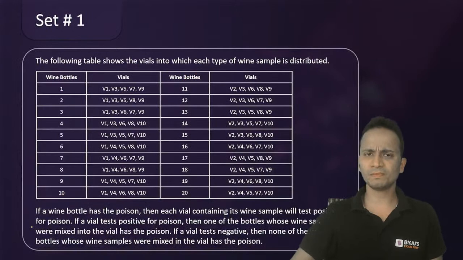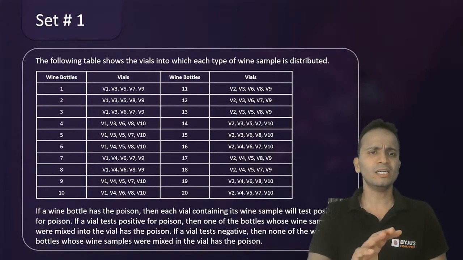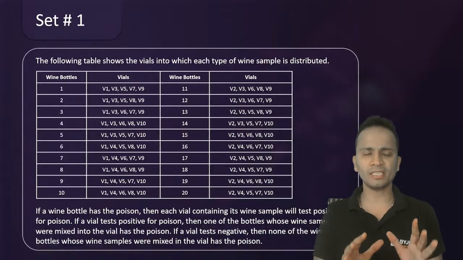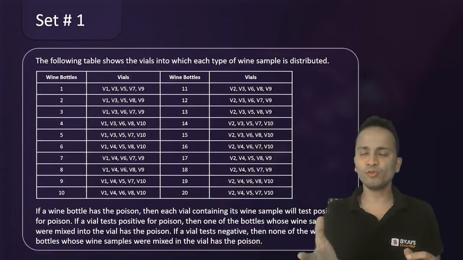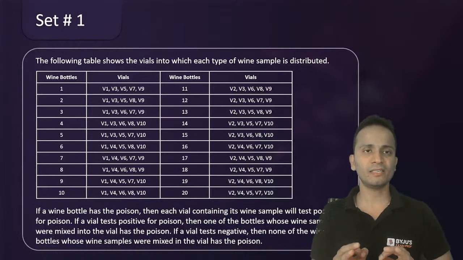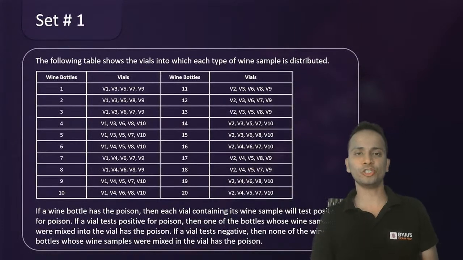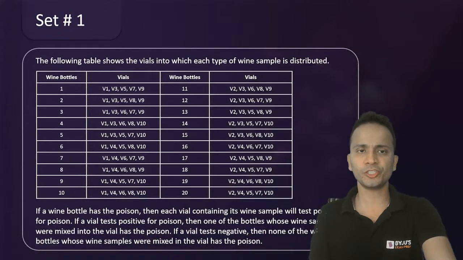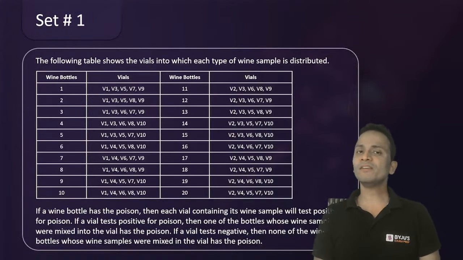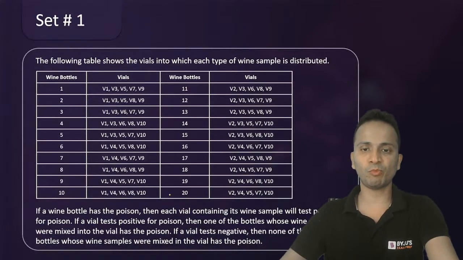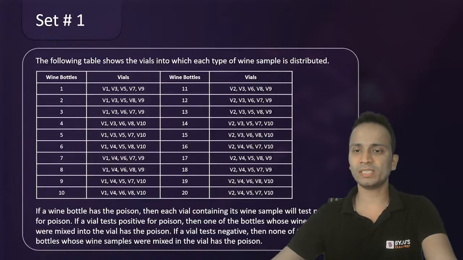So analyze this data. Okay, there is no need to look at the vial in which any of the wines has gone. Okay, so you don't have to look at it. Just analyze this table for a few seconds, read the important information, and tell me yes whenever you are ready to look at the questions. So you'll have to write yes in the chat box whenever you are ready, and I'll take you to the questions. Now look at the information below the table. If a wine bottle has poison, okay, if it has poison, just give me 1 second.